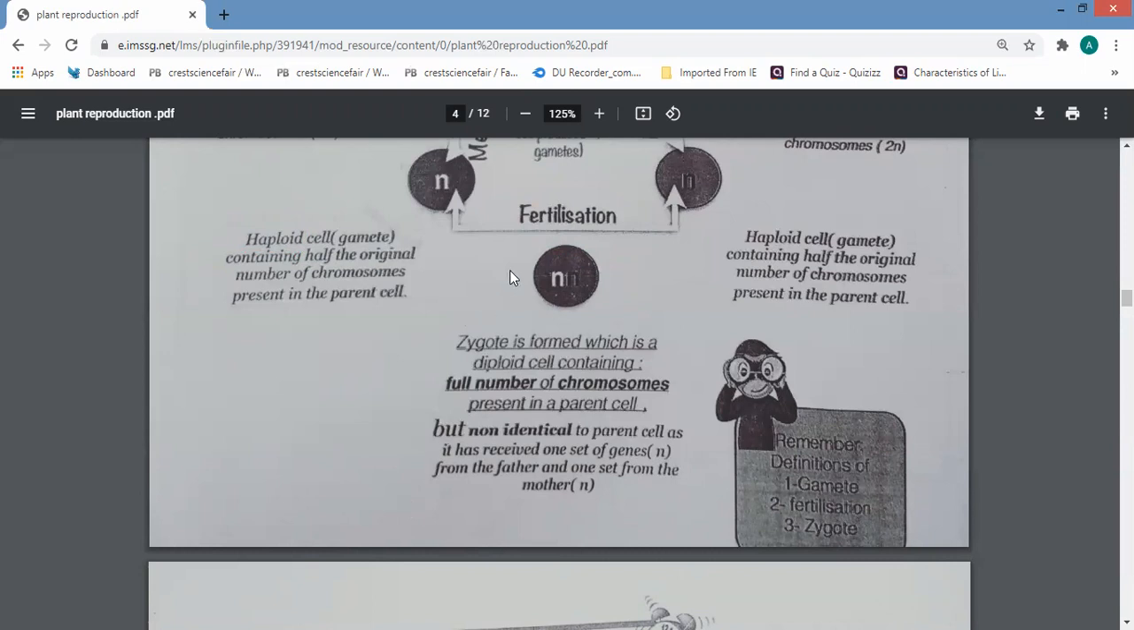But this zygote, which is produced from sexual reproduction, is not identical to the parent cell. But the zygote, in case of asexual reproduction, is identical to the parent cell.